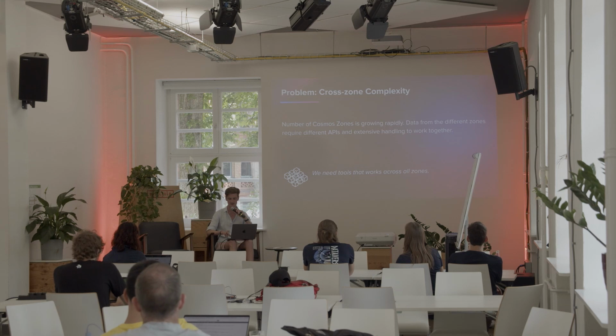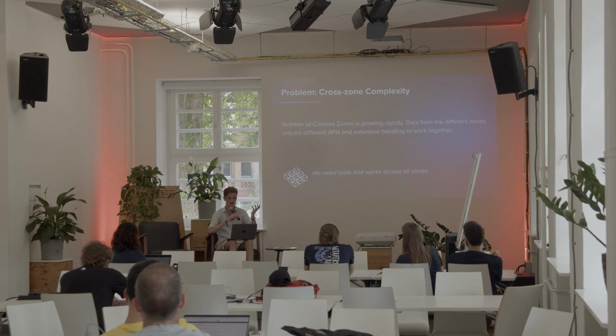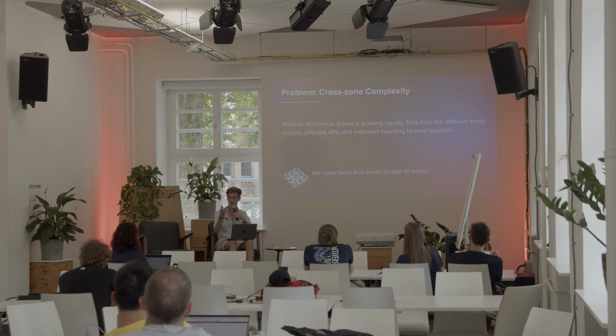This also is particularly, in Cosmos, even a bigger problem. And the reason is that each zone has its own data set and its own kind of database of sorts, each zone its own chain. And as the number of these zones grows, and the whole premise of Cosmos is this interchain communication, this interchain operation, the data from these different zones are all segmented. And they'll require different RPCs, different APIs, and extensive handling to work together.